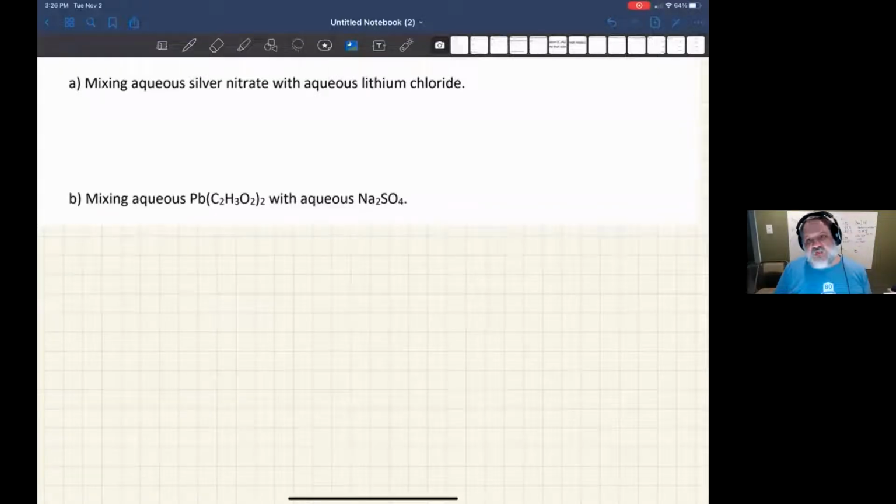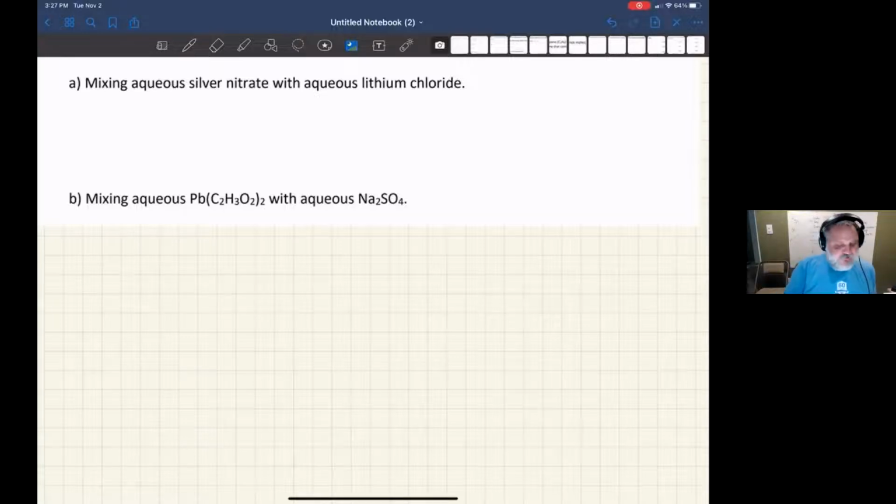Okay, one way that we can give you reactions to complete is to give you the formulas and make you figure out what kind of reaction you're looking at. The other way we can do it is we can ratchet up the difficulty just a little bit more. We can use language. We can use the actual nomenclature. For example, here for A, mixing aqueous silver nitrate with aqueous lithium chloride. You have to know the nomenclature. You have to know what type of reaction it is, and you have to know your solubility rules.